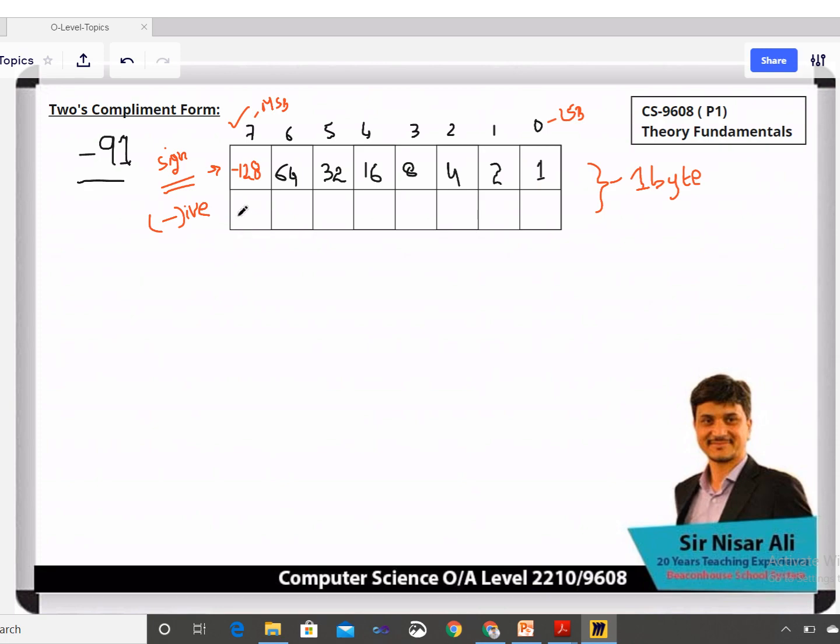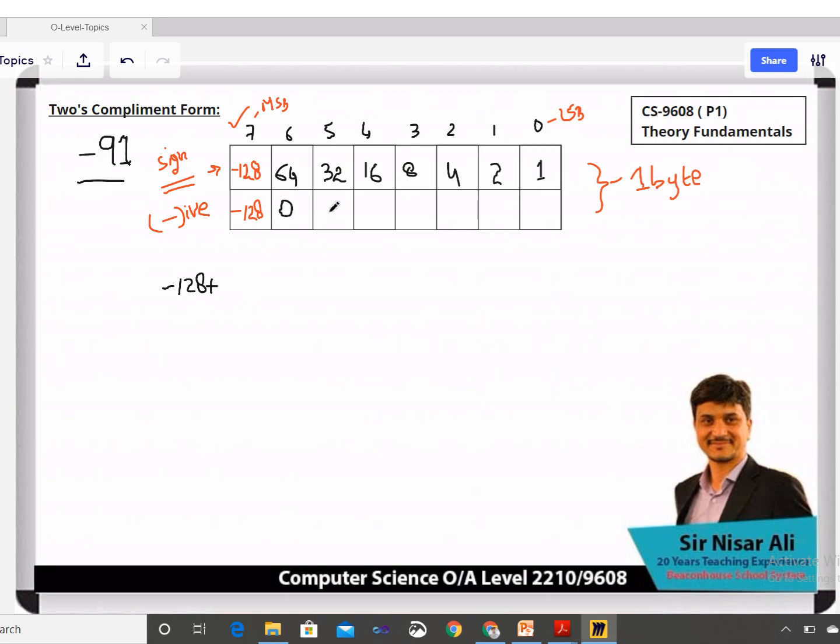Now, representing the negative number, we have 3 methods. The first method is that we use the same number, let's say minus 91 here. We start with 1 at minus 128, and then we start filling in the other values, deducting, so that we reach minus 91. So we have minus 128, and then if we add 64, definitely the number will become minus 64, which is less than minus 91. So we'll not use it, we'll just leave it.